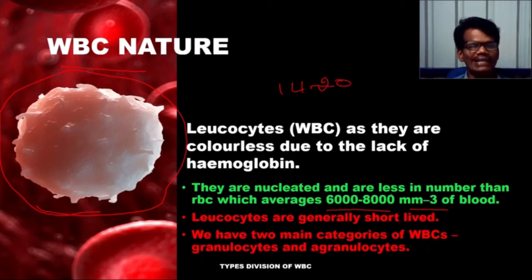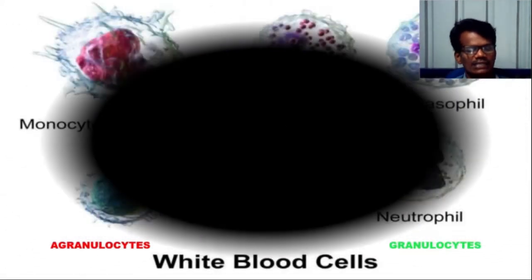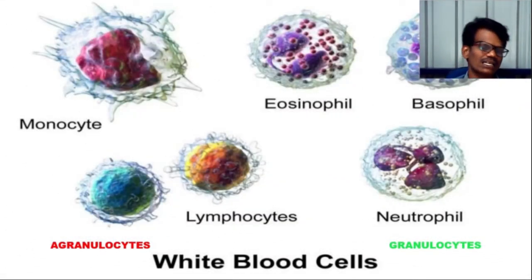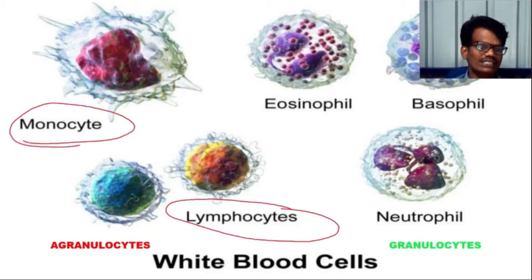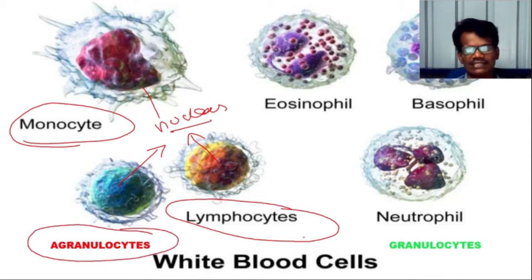We have two main categories of WBCs and they can be divided into granulocytes and agranulocytes. So first let us see about agranulocytes. They are monocytes and lymphocytes. You can see from this diagram, in the cytoplasm only the nucleus is clearly visible. The cytoplasm does not have any granules and the nucleus occupies most of the space where there is no space for granules. That's why they are considered as agranulocytes.